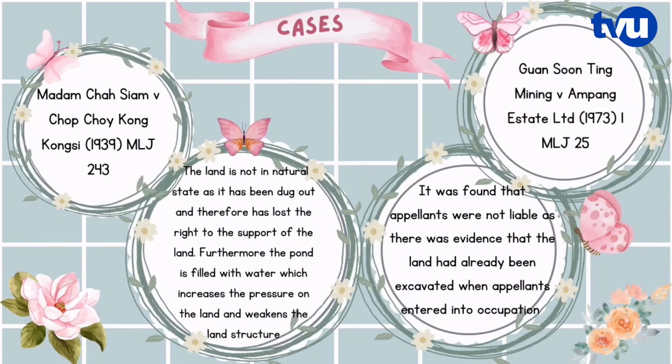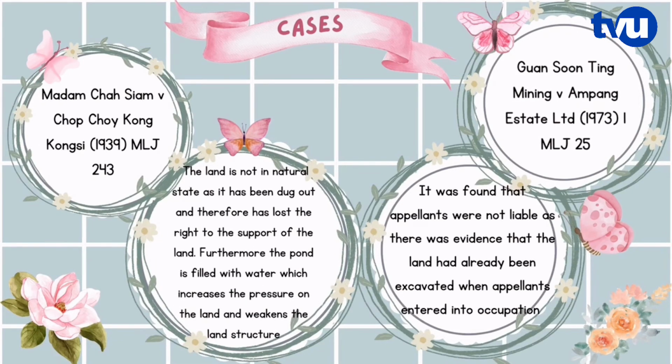Now we move on to the cases that we use in this question, where the first one we use is the Madam Chasiam case and the second one we use is the Guan Sunting mining case. Both of the cases portray the same principle of the entitlement of the right of support of the land, where a landowner's land has been damaged by the land adjacent to it. The landowner argued for the right of support entitled to him but did not manage to have the support because the condition of the land was unnatural.